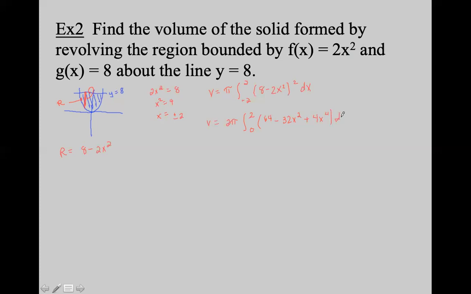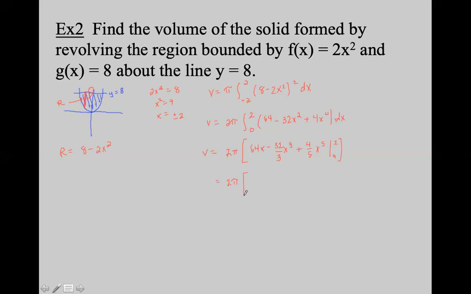All right, find the antiderivative. I get that the volume is 2 pi times 64x minus 32 thirds x cubed, that's the antiderivative here. Antiderivative of 4x to the 4th would be plus 4/5 x to the 5th. And we are evaluating that from 0 to 2. All right, so I'm going to plug my 2 in everywhere.